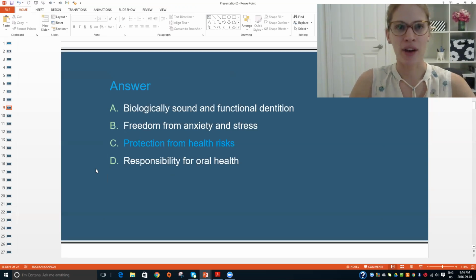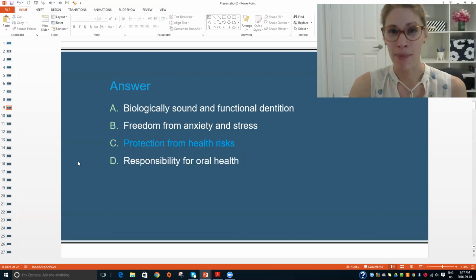Responsibility for oral health would be more if you know you have a cavity, but you don't want to get it fixed because you can't be bothered, you don't have the time. Or if you know you have an amalgam that needs to be replaced because it's leaking, that is more responsibility for oral health. So does that make sense?